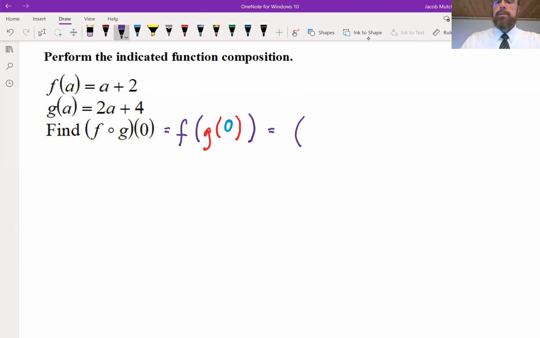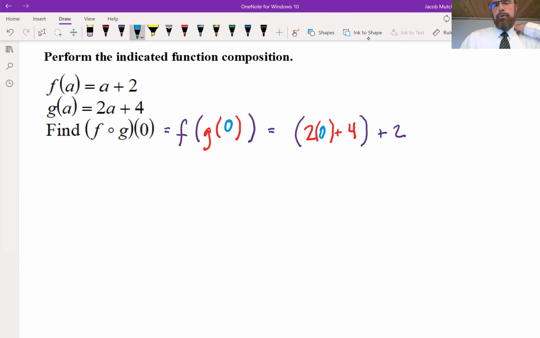Recall where I see the a value, I'm going to leave a gap, and then I'm going to write plus 2. And then in that gap, what I need to write is the g function. I'm substituting in g, its range, for the old domain of f. So that's 2a plus 4. But then I need to also consider that I'm substituting for a here the number 0. And that gives me this expression.